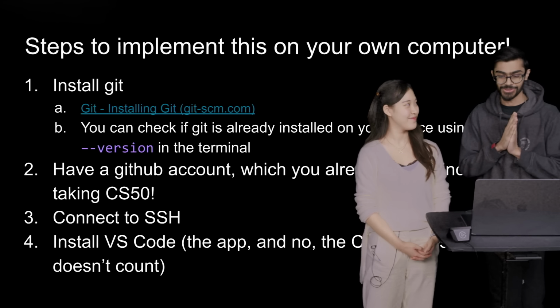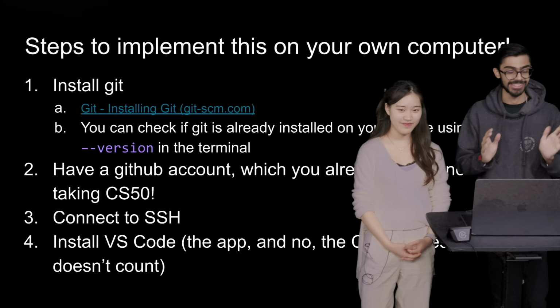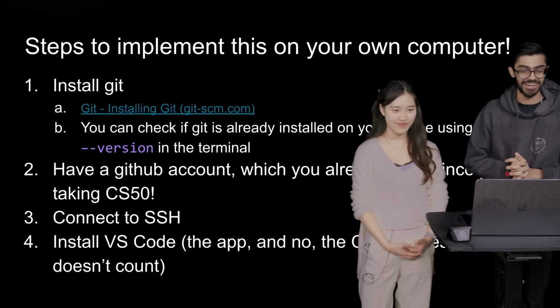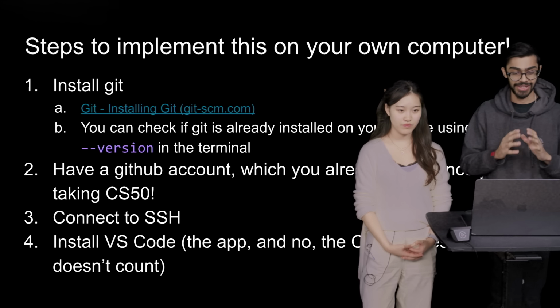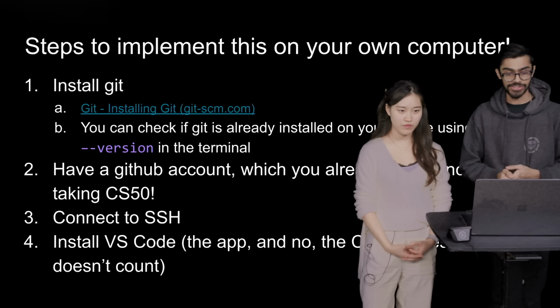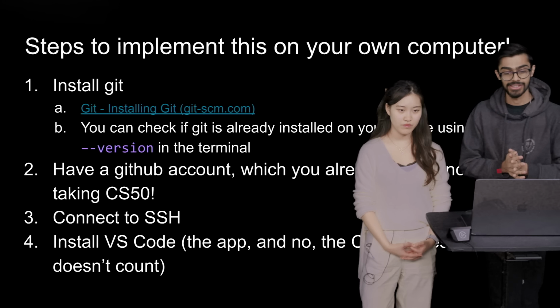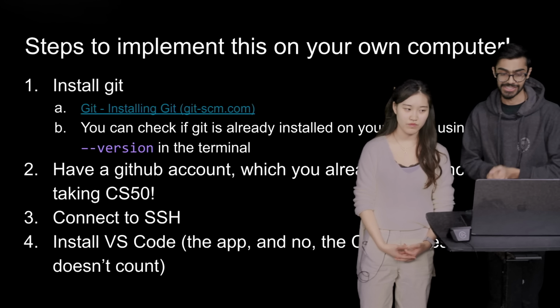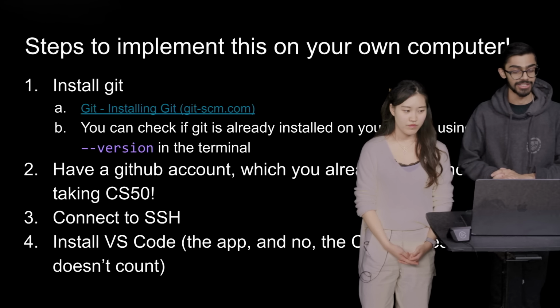Cool. So this is, I guess, the last part of our seminar, and we will answer some questions after this. Essentially, these are the steps you'd like to follow if you immediately want to get started doing this on your own computer. So first, you can install Git. You can check if Git is already installed on your device using git --version in your terminal.